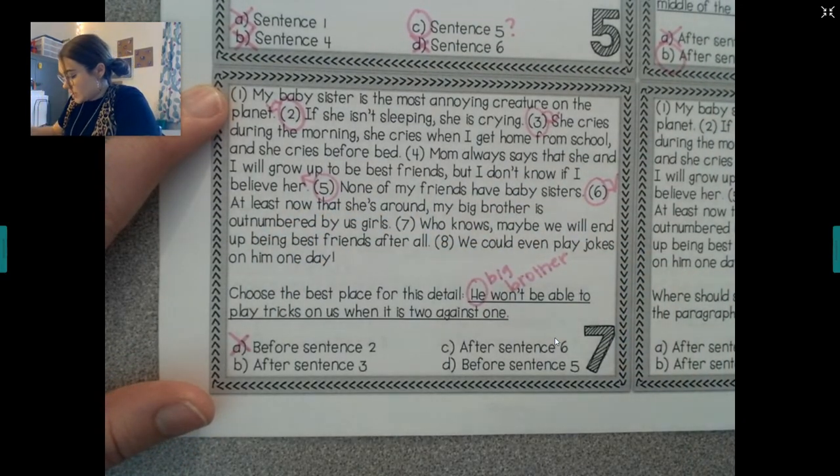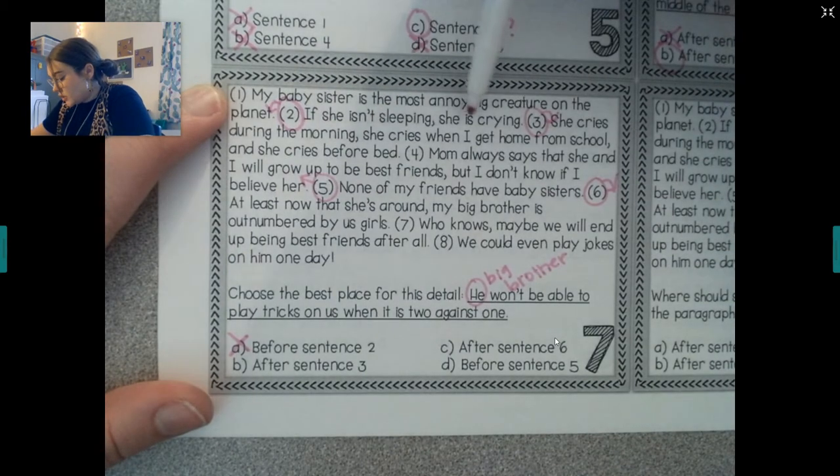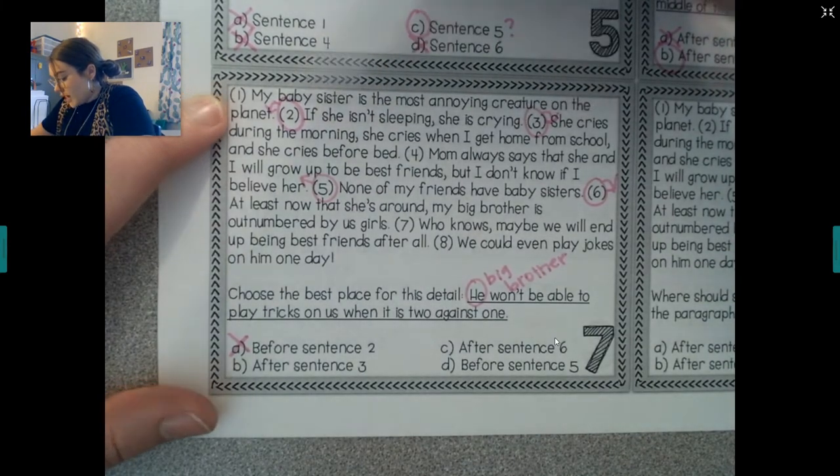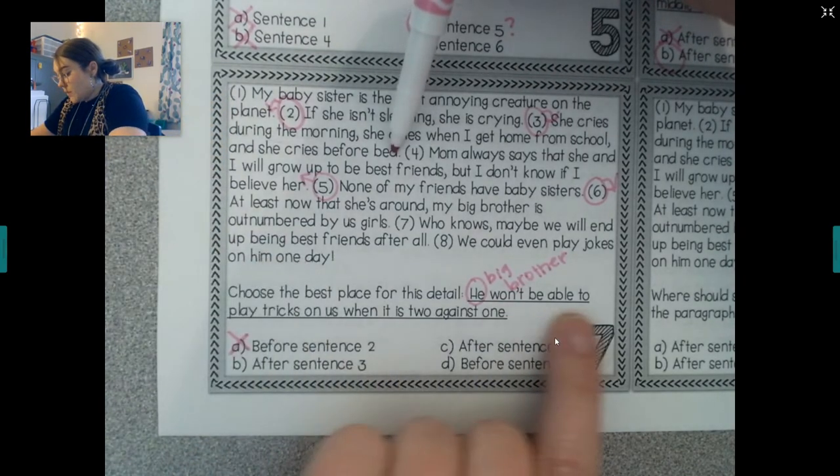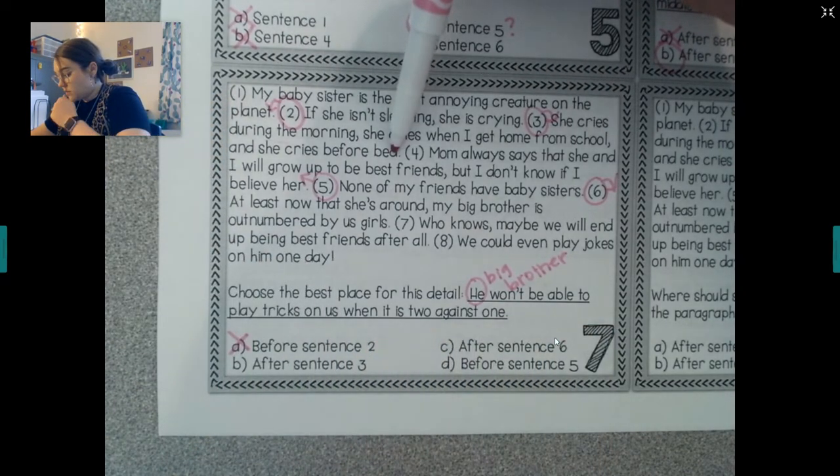Let's see the next one. If she isn't sleeping, she's crying. She cries during the morning, she cries when I get home from school, and she cries before bed. He won't be able to play tricks on us until it is 2 against 1.